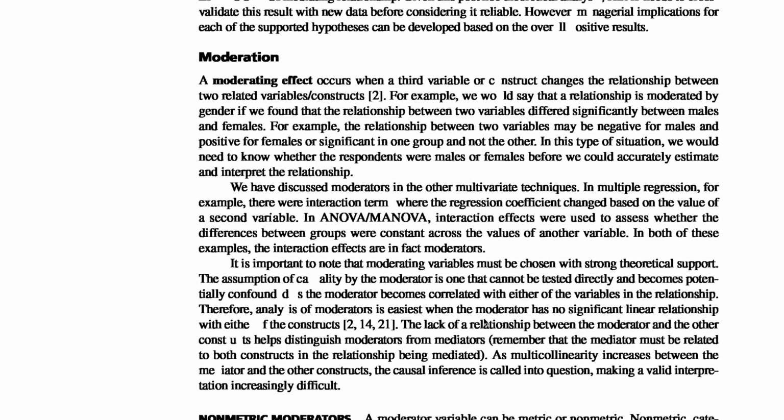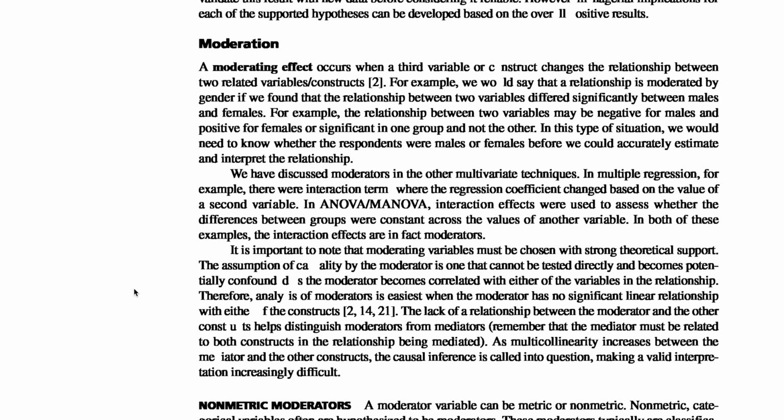Let's talk about moderation, since I had already discussed mediation and moderation. These are effects researchers usually use while doing factor analysis, and we can use them in ANOVA and MANOVA as well. A moderating effect occurs when a third variable or construct changes the relationship between two related variables or constructs. For example, we say that the relationship is moderated by gender if we find that the relationship between the two variables differed significantly between male and female.